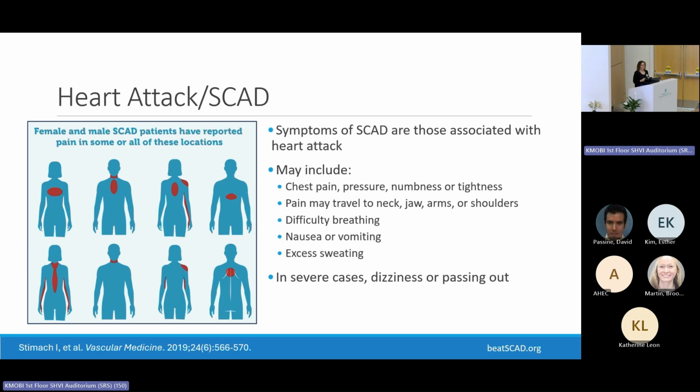And so what are the symptoms associated with SCAD? Those are symptoms of a heart attack. So things that you may have heard before: chest pain, chest pressure, numbness, tightness. You can see from this picture here on the left, pain can really happen in any of these locations. Patients with SCAD have experienced pain in a variety of locations, including shoulders, neck, their upper stomach region, or chest. The pain may travel to things like the jaw, the arms, the shoulders, the hands. It may be associated with things like difficulty breathing, nausea or vomiting, or excess sweating. And then in severe cases, there can be dizziness or passing out.